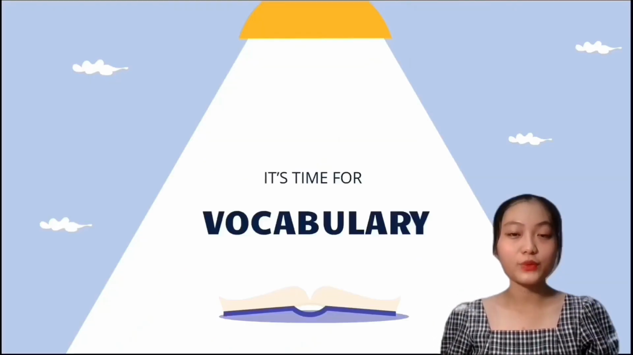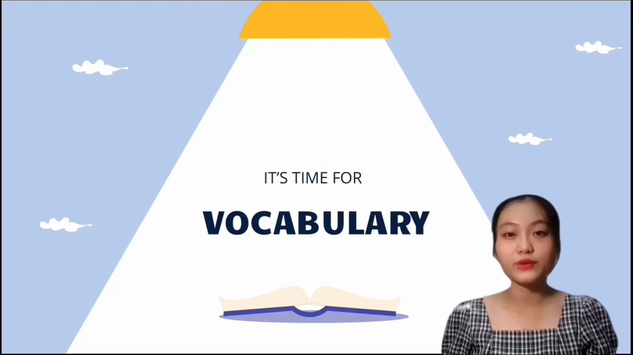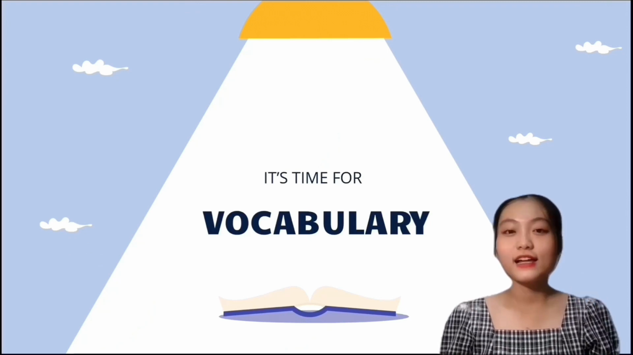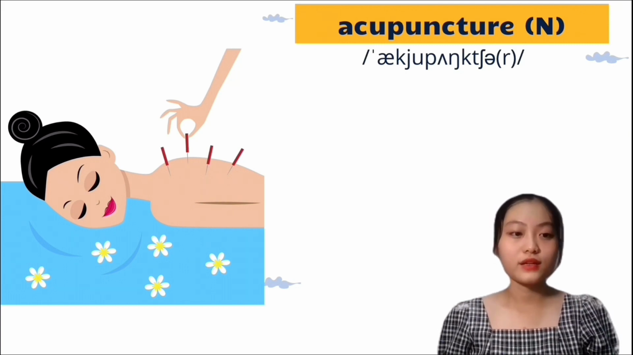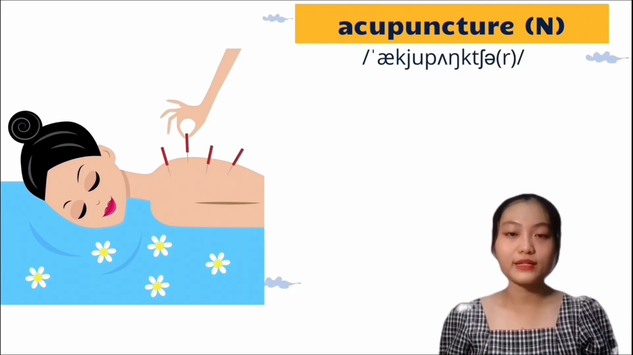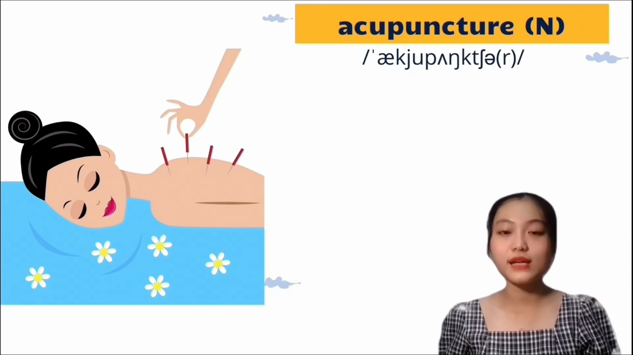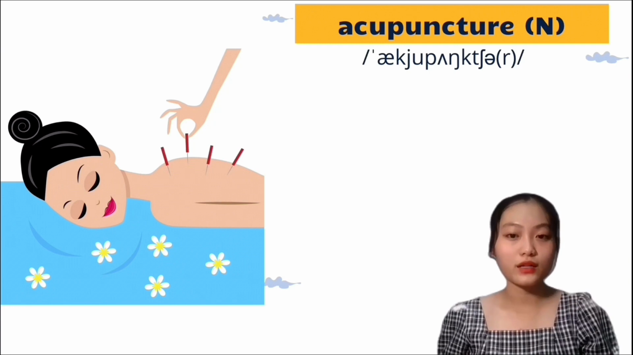Before we read the text, I will explain to you some new words that will help you to have a better understanding. Now let's move on to the first word, which is acupuncture. This is a method that people use to reduce pain and illness. The doctors will use some special needles to put into your skin at particular positions. In Vietnamese, we call this châm cứu.